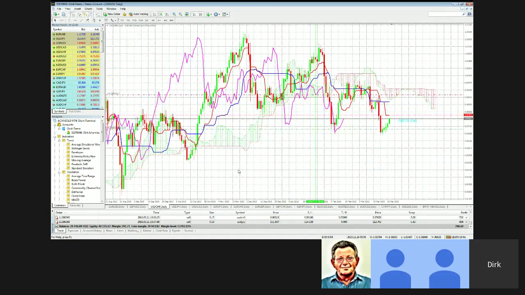Here we've got the US franc. Now this one is an entry we took. Well, I took this one purely for the fact that the Chiku broke free from price at the bottom here. That's why I got in.